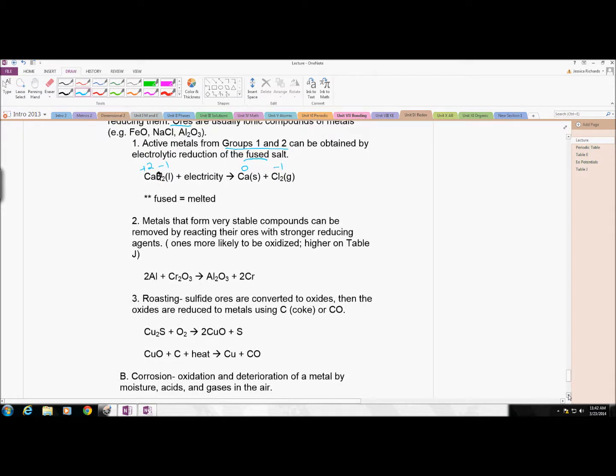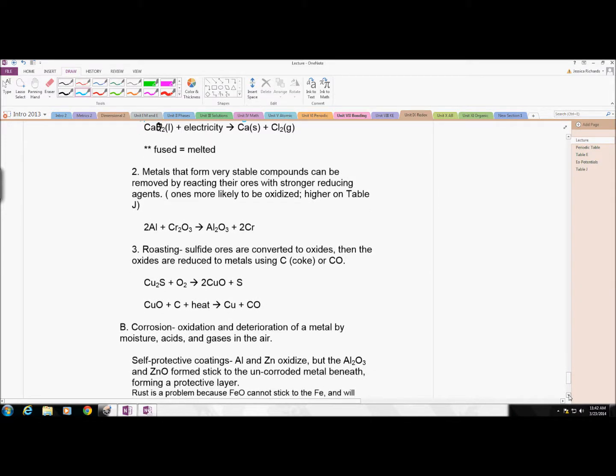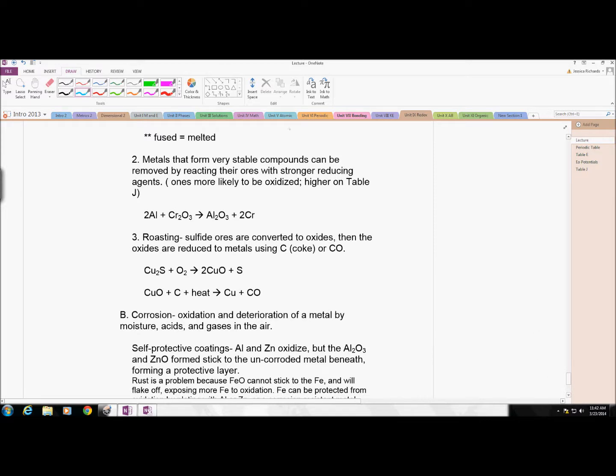That is for small amounts of those highly reactive metals, but on a larger scale for things like aluminum and iron and copper, things that we use a lot, that would take too much energy to get them out. These metals are not as reactive, so we can get them out by putting them with a strong reducing agent.